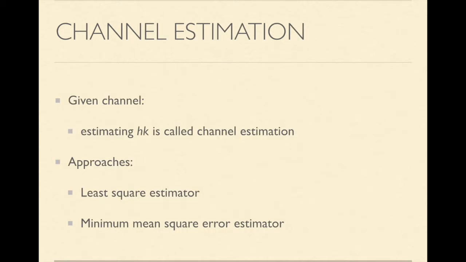So doing the channel estimation, as we saw from the previous slide, given the architecture, we are estimating H_k. This process is called channel estimation. In this project, there are two approaches to do this. The first one is the least square estimator, and the other one is the minimum mean square error estimator, or MMSE.